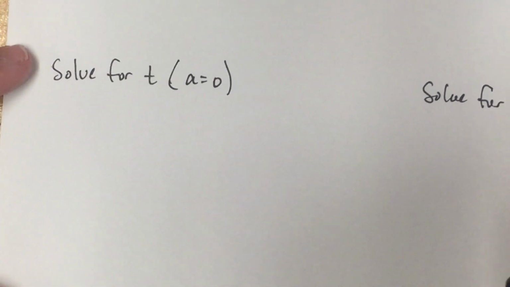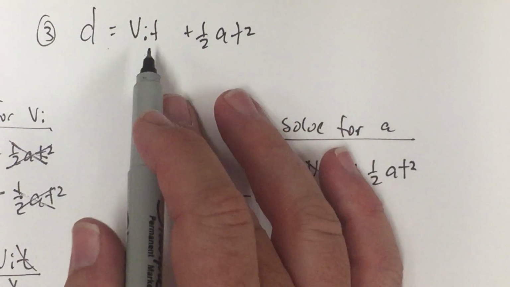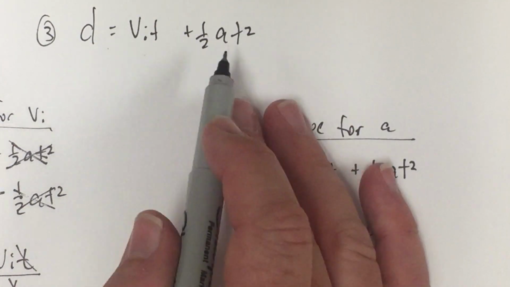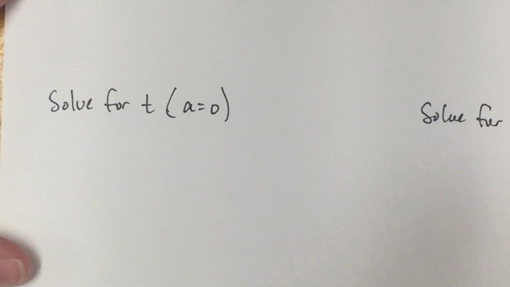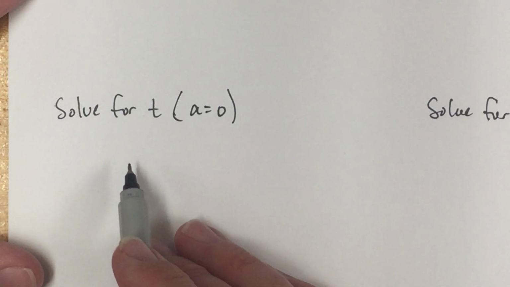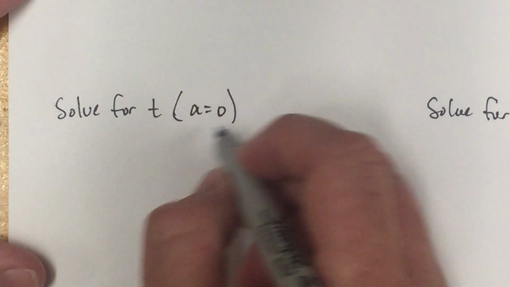You may also need to solve for T. I will never have you solve for T if you have both a starting VI and an acceleration. In order to do that, you need the quadratic equation, and it gets quite messy. But there are times you'll have to solve for it when A equals 0 or when VI equals 0. So let's look at those.